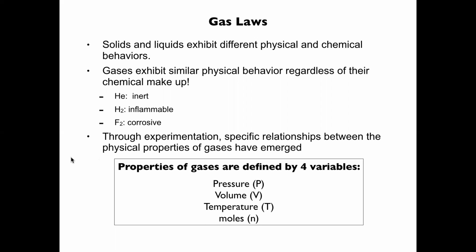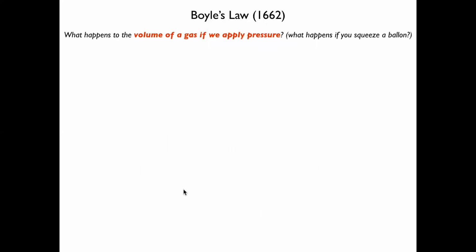So the first relationship we're going to look at is that between pressure and volume. And that goes back to what's known as Boyle's law, for Robert Boyle, who discovered this. What we're looking at is what happens to the volume of a gas if we apply pressure, or alternatively, what happens to the pressure of a gas if we change the volume. And the key here is holding all other variables constant.